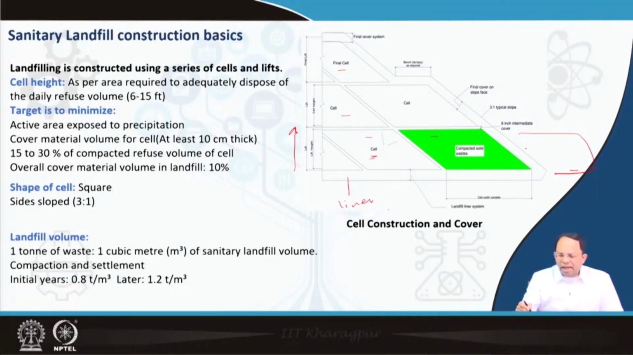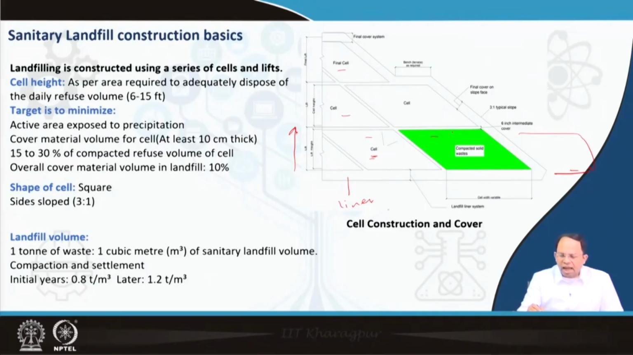Because every time we put garbage inside a particular area or inside this landfill, we have to do it in layers. And once this layer is finished, then we move on to the upper layer. Now the height of each layer is also the height of the cell. Now how do I determine that?